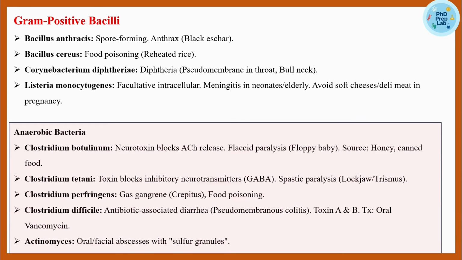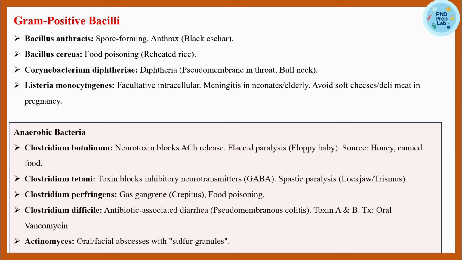Now, here is the list of gram-positive bacteria along with the diseases they cause. So first you have Bacillus anthracis, which causes anthrax. Then you have Bacillus cereus, which causes food poisoning. Then you have Listeria monocytogenes, which causes meningitis. And then Corynebacterium diphtheriae, which causes diphtheria or the bull neck.